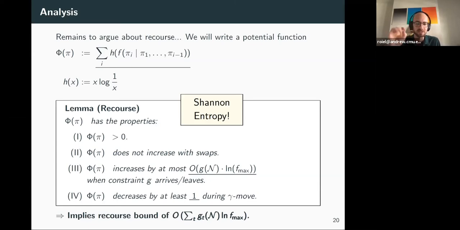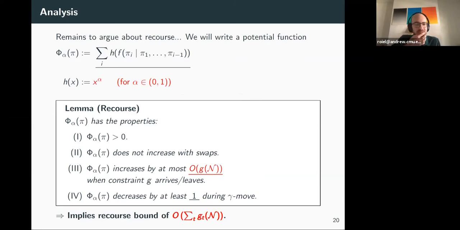Now, you might be wincing a little bit because this number is not exactly what I showed you earlier. And you might wonder, can we do better? Am I misleading you here? And really, I presented this in this order because this is the order in which we came up with this. But then we realized that you can replace this entropy, this x log 1 over x, with a different function, x to the alpha, for some alpha in (0, 1). And if you do this, you really recover the recourse bounds that I promised you. So this should look more familiar.